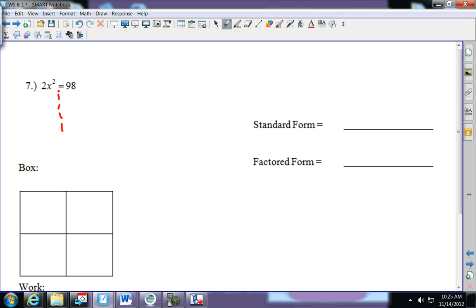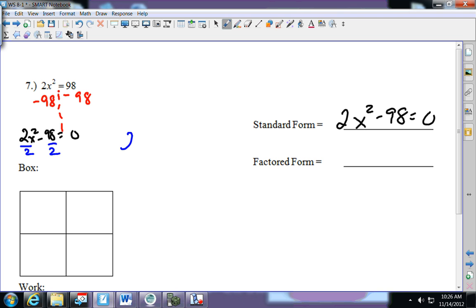All right, standard form. Subtract 98 from each side. You get 2x squared minus 98 equals 0. That's your standard form. Factored form. You have to pull out a GCF. A 2 will go into all of these. I get 2 times x squared minus, let's see, 98 divided by 2 is 49, equals 0. Well, x squared goes here, negative 49 goes here.